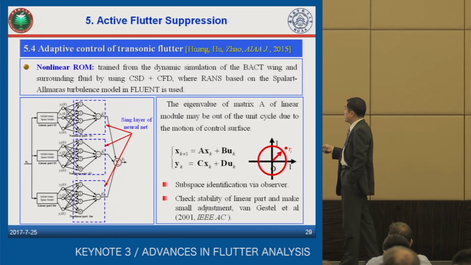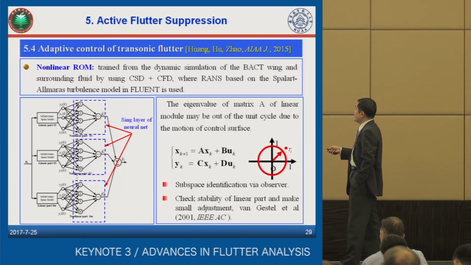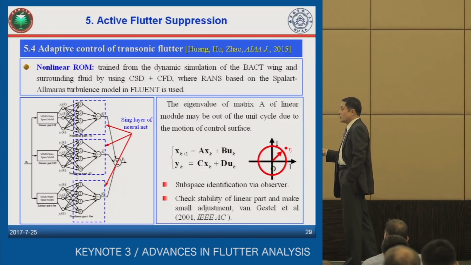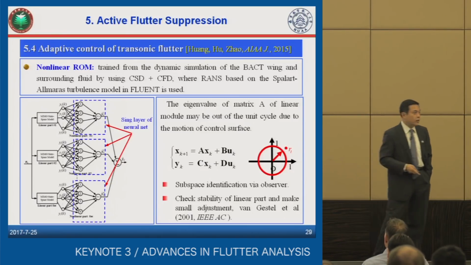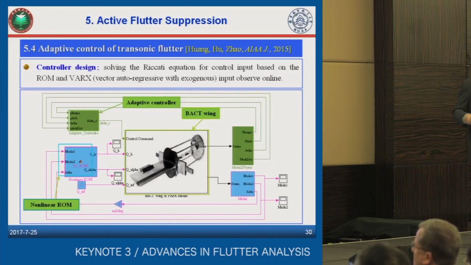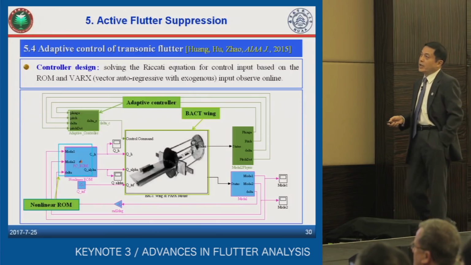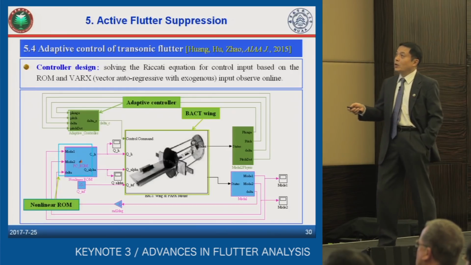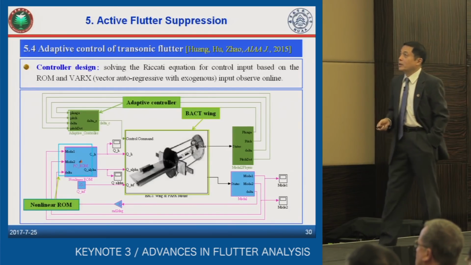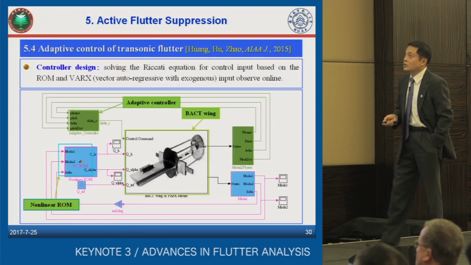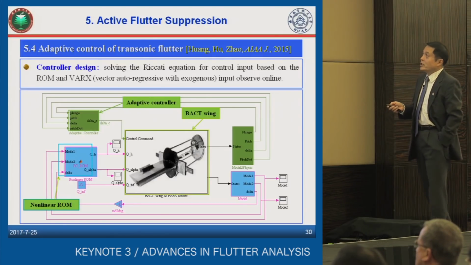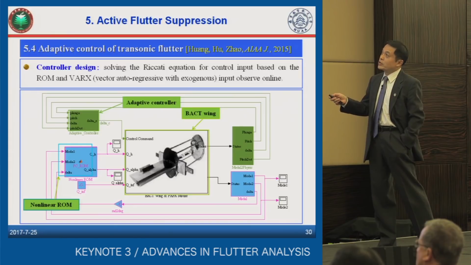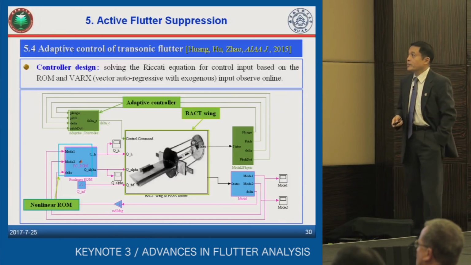So sometimes the eigenvalue of matrix A of the linear module may be outside the unit circle. This way, we get an unstable module. If this is the case, we need to adjust the parameters of the linear model. And as soon as we have the model established, then we can design the controller. First, we identify the ROM, also by means of the approach called vector autoregressive with exogenous input. Then we design the control strategy by solving a set of Riccati equations.